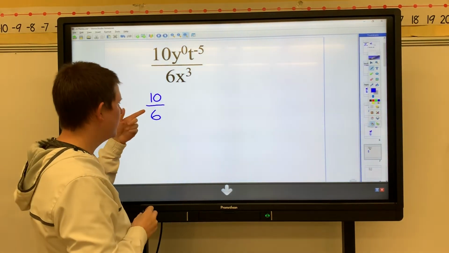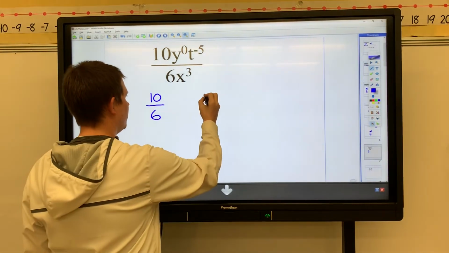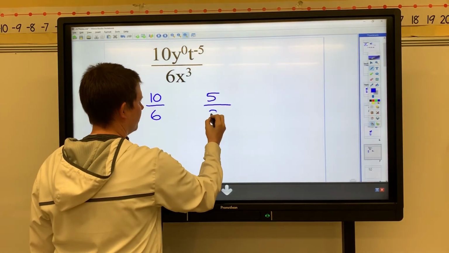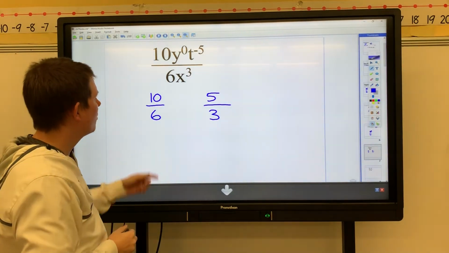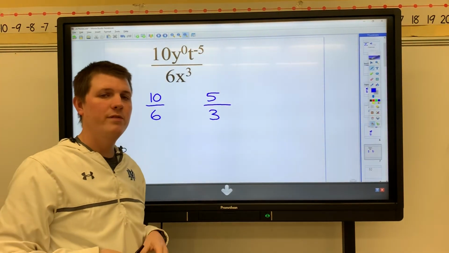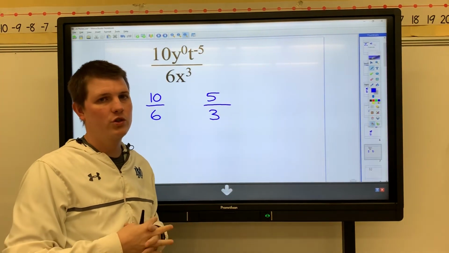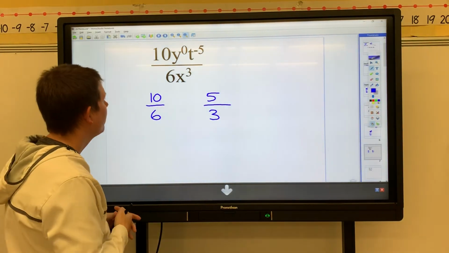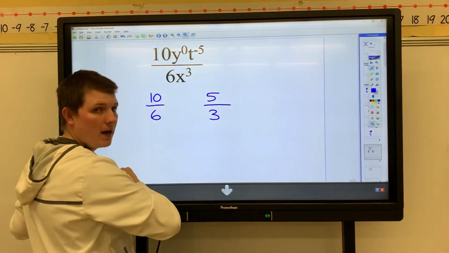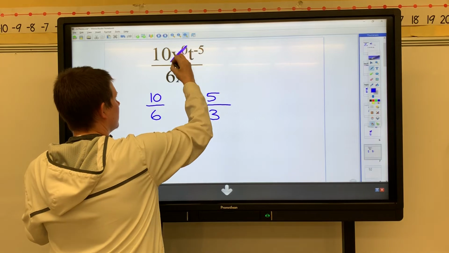So what goes into both 10 and 6? 2. It reduces down to 5/3. So the coefficients have to simplify and reduce just like a traditional fraction. Now, I see a y to the 0. I don't want that. It gets crossed out.